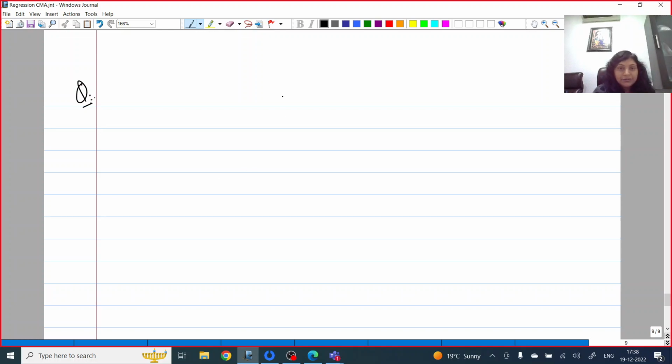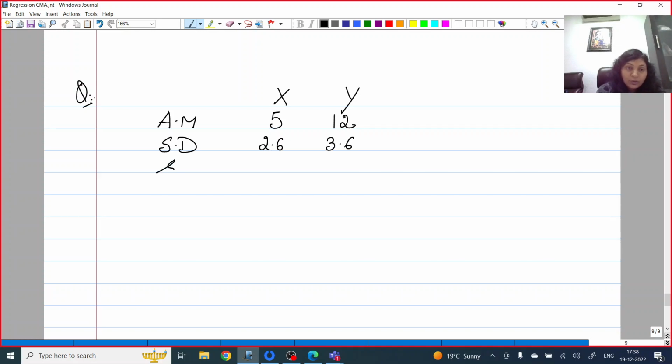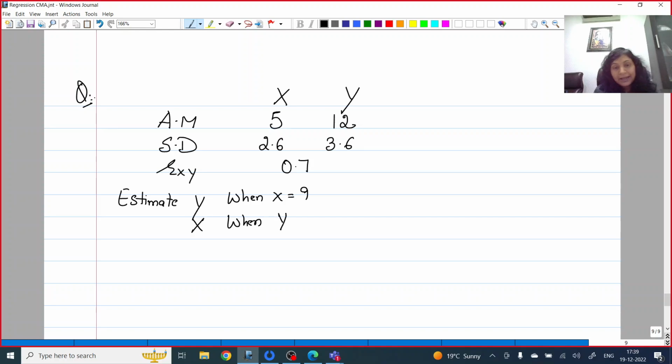Now this question is, we have been given series x and y. We have been given the arithmetic mean of both the series. Arithmetic mean of x is 5 and y is 12. We have been given standard deviation, and standard deviation is 2.6 and 3.6. And we have been given correlation coefficient, and correlation coefficient is 0.7. Now you have to find out both regression equations, and they have said estimate y when x equals 9 and estimate x when y is equal to 12.